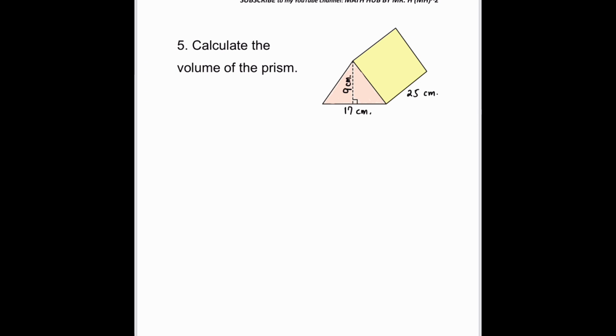Calculate the volume of the prism. All right, for this example, I want to highlight one thing, the term cross-section. The volume of a prism will be equal to the area of the cross-section multiplied by the length.